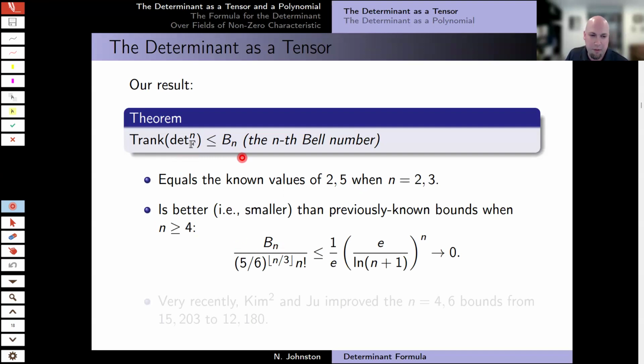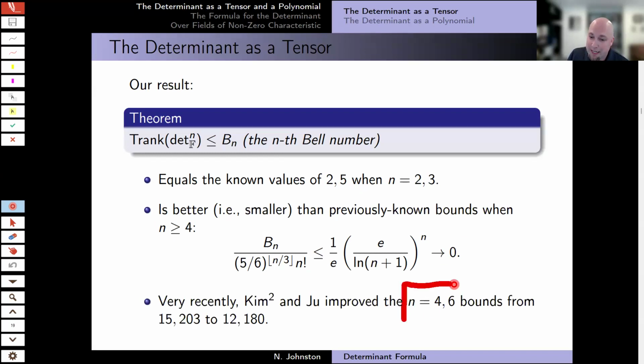In particular, if you compute the ratio of our bound B_n to the previously known bound, the Harm-Dirksen bound, you get something that's going to 0. So it's quite a bit better than was previously known. Okay, it's still not right though. For example, when n equals 4 or 6, very recently there's another paper posted by Kim and Ju. For the 4th Bell number, in the n equals 4 case, our upper bound is 15. Okay, the naive bound is 24, right? 4 factorial. Our bound is 15.